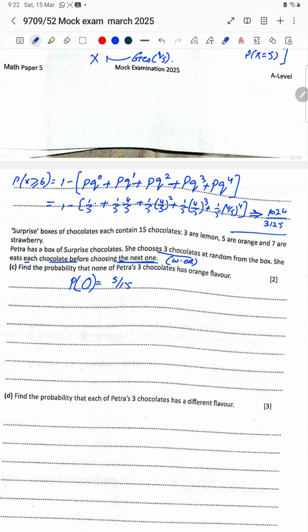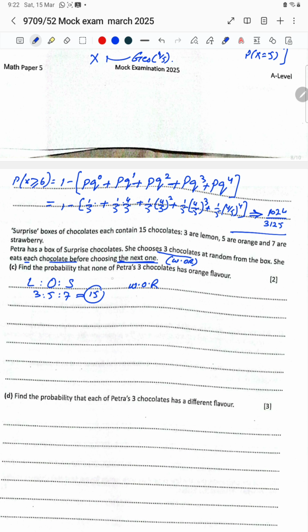Probability of orange if you go with this. Yeah, but this is a case study of without replacement. So no, we don't go with this. Without replacement. There were total patterns; you can say there are, given, 3 lemon, orange and strawberry. There's 5 and 7, total is 15.